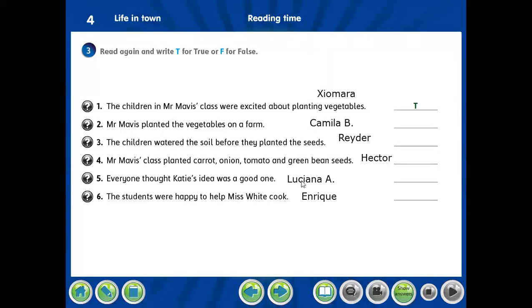Enrique, Luciana, Hector, Raider, Camila. 2 minutes more, okay? If you finish, you can tell me now. No, don't worry, okay? No problem. But if you need more time, 2 minutes. If you had problems with the microphone, go to the chat, please. In the chat, tell me, teacher, is true, is false, okay?